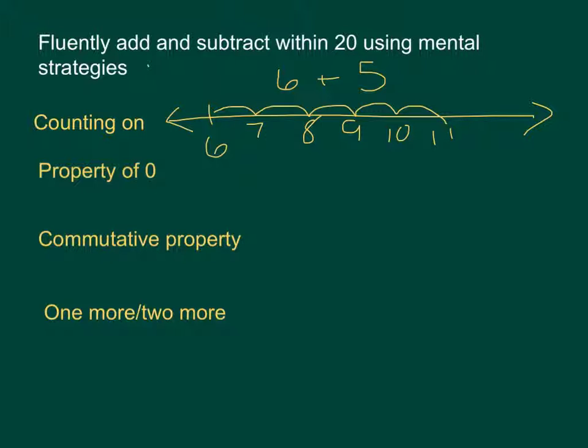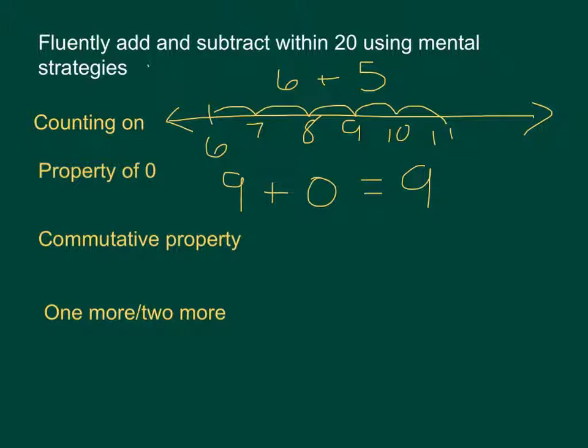The property of 0 is for students to understand that when they add 0 to a number, the sum is that number. So if you have 9 and you add 0 to it, you will get 9 as your sum.